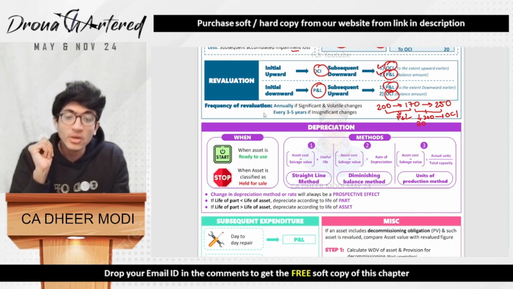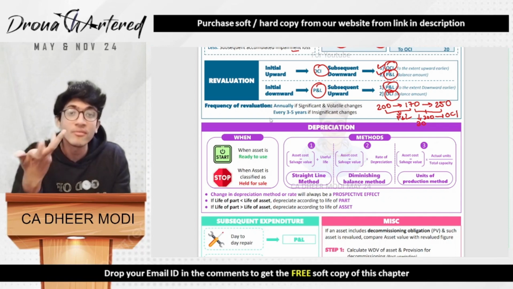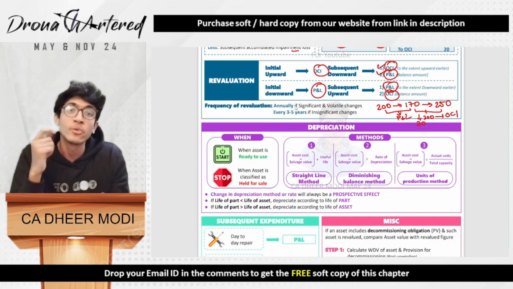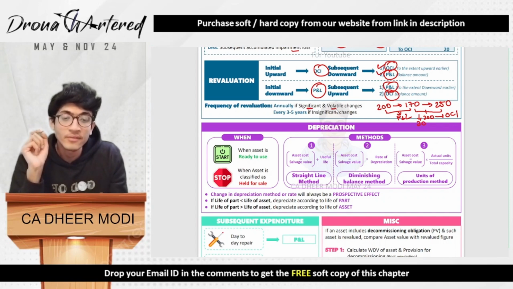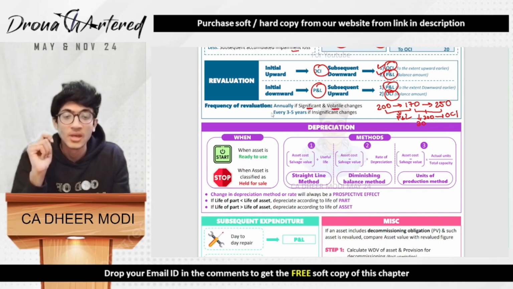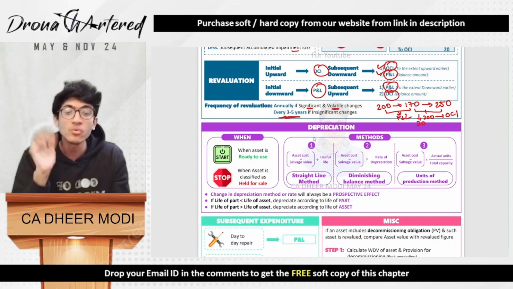Your frequency of revaluation. Frequency of revaluation, that means how frequently do you value your assets? It will be done annually. That is each year if there are significant and volatile changes. However, if there are insignificant changes, it will be done every 3 to 5 years.